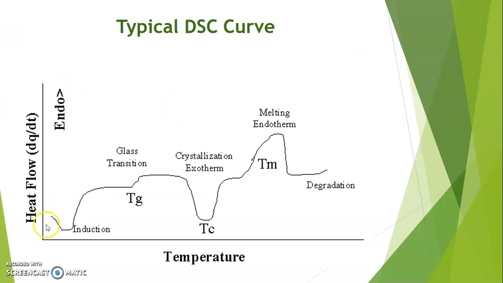This is the typical DSC curve, which is plotted as temperature against heat flow. Here you can see some endothermic and exothermic reactions occur. This is the glass transition. Here Tc means crystallization exotherm. This Tm means melting occurs, which is an endothermic reaction. So these are some types of exothermic and endothermic reactions which occur when we apply the temperature, and after the signal is recorded, this graph is produced.